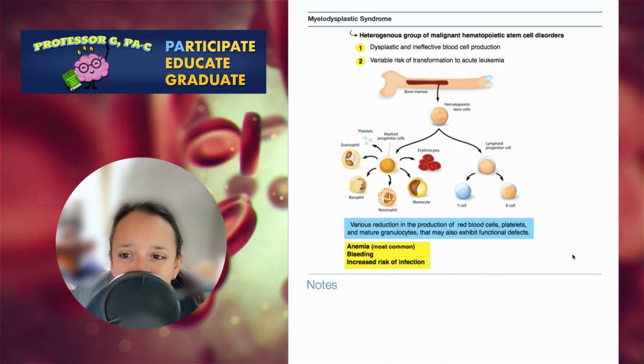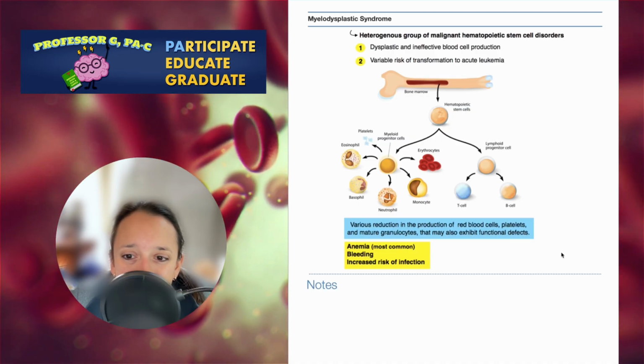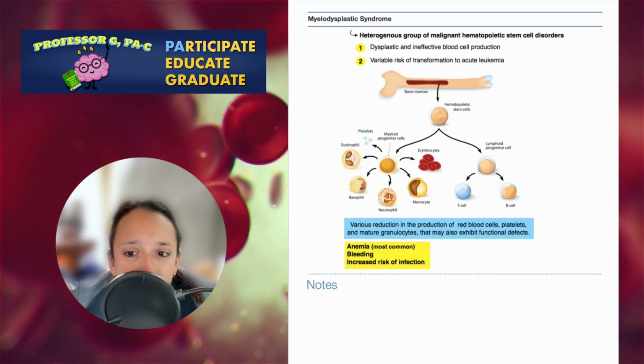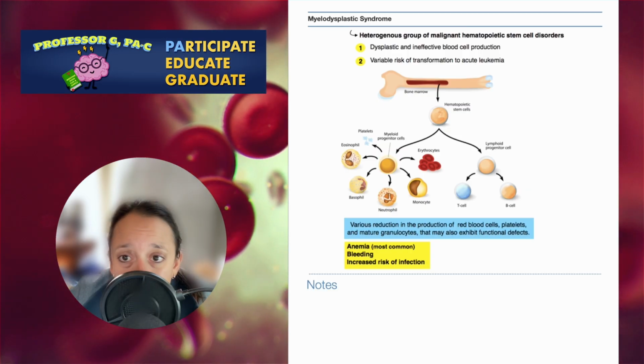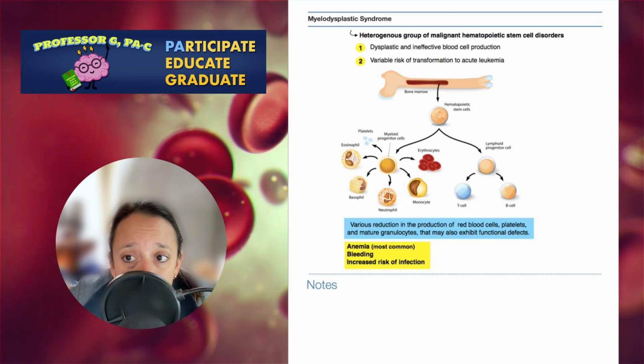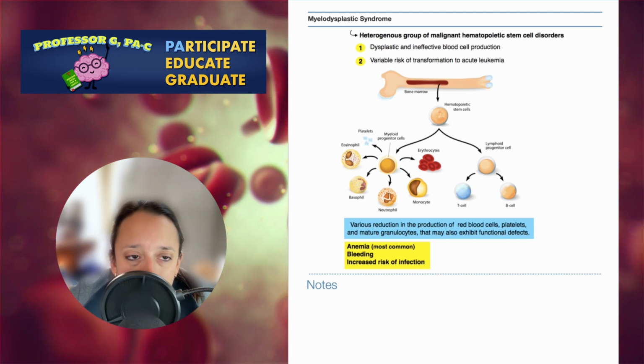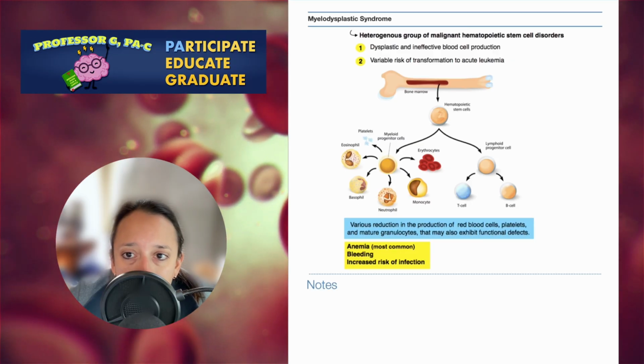Management really just depends on the severity or risk stratification and prognosis. It has a variable course. Some remain stable and others progress to AML. So a pro-PA tip, if you see an older adult with unexplained pancytopenia and hypercellular marrow, you want to think myelodysplastic syndrome. All right, and that really just brings us to the end of our high-yield hematology review.